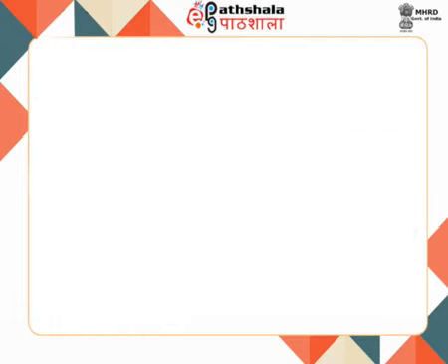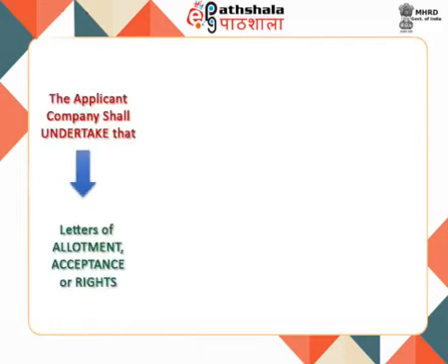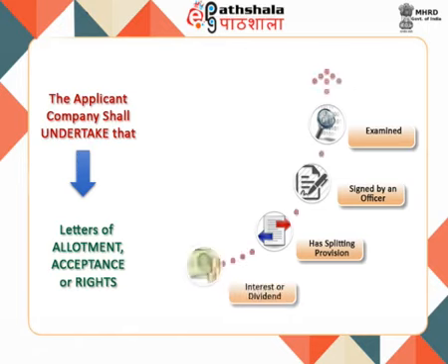A company applying for listing shall undertake that letters of allotment, acceptance, or rights will be issued after being serially numbered and examined and signed by a responsible officer of the company. The letters of allotment and renunciable letters of right will contain a provision for splitting, and the letters of allotment and letters of right will state how the next payment of interest or dividend on securities will be calculated.